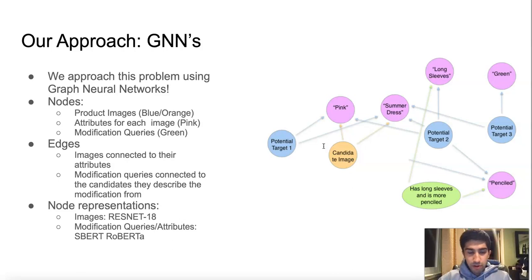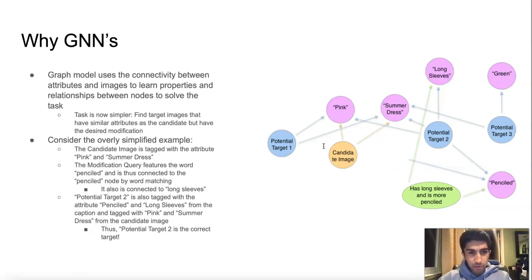We approach this problem using graph neural networks. We designed this framework through a graph that can be seen on the right. Our graph has product images, attributes for each image, and modification queries offered in text. We connect images with their attributes, and we connect modification queries to the candidates they describe the modifications from. The goal is to predict the edge from the modification query to the target image. Nodes are initially represented via ResNet or SBERT RoBERTa depending on their type. The reason we use graph neural networks is because the graph models the connectivity between attributes and images to learn properties and relationships between nodes to solve the task.